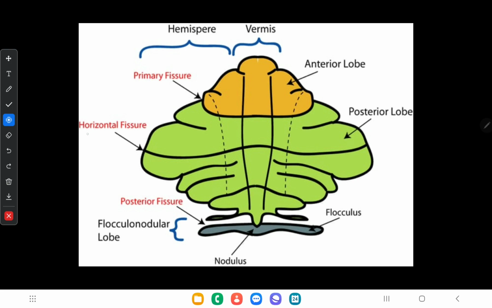Also, there is a horizontal fissure. This is the horizontal fissure. You can see it is a deep fissure which is found along the margin of the cerebellum, which separates the inferior and superior surfaces of the cerebellum. This horizontal fissure separates the superior surface and inferior surface.